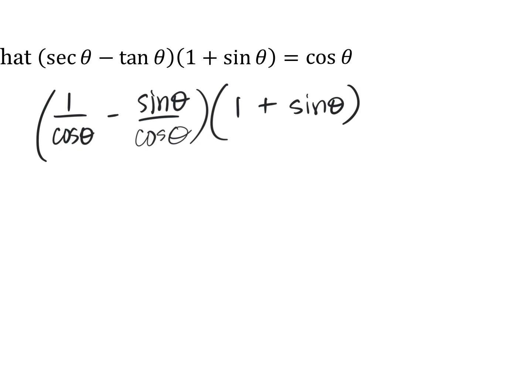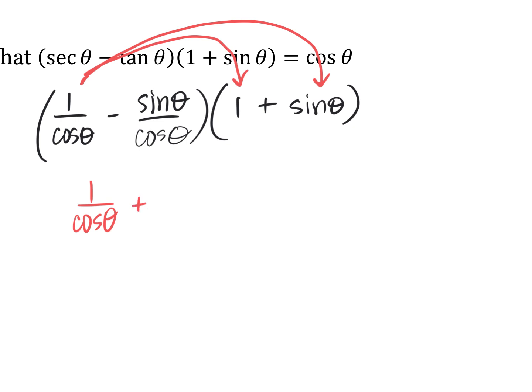Don't be scared. When we distribute, what is 1 over cosine times 1 going to get me? 1 over cosine. I would just leave it as 1 over cosine. Then right here, 1 over cosine times sine would get me tangent, but I'm going to just leave them all in terms of sine and cosine. So you're saying plus a sine over a cosine? You cool if I multiply those together to get that one fraction?